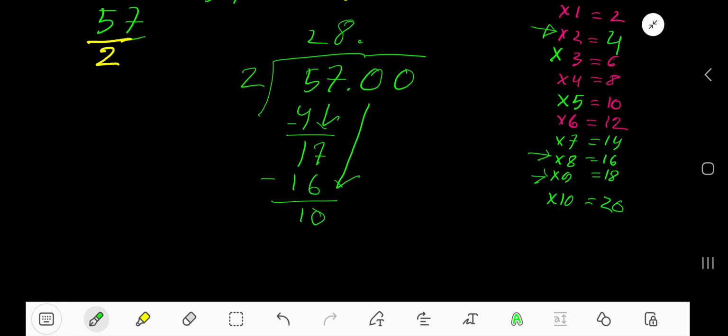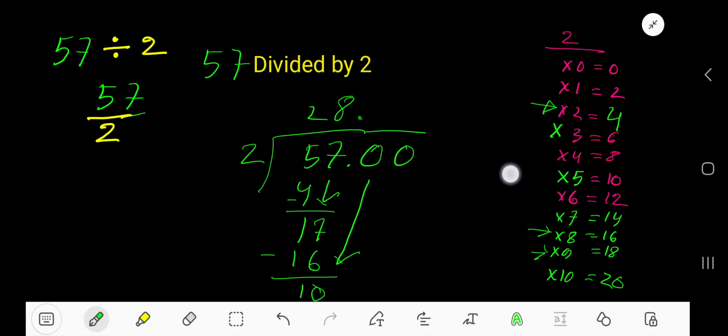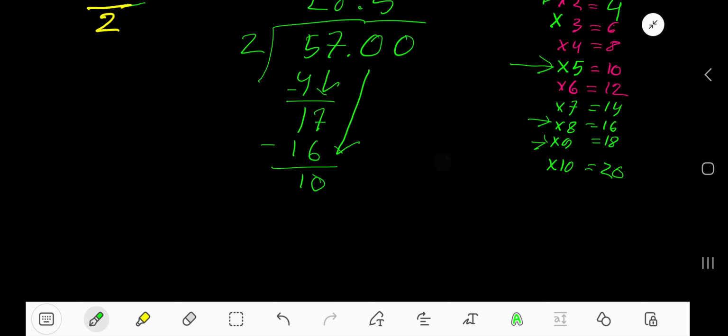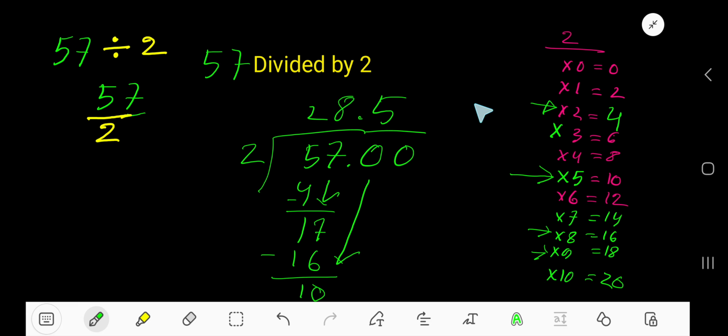2 goes into 10 how many times? Look, 2 goes into 10 5 times. Write 5. 5 times 2 is 10. Subtract, you are getting 0. That is, 28.5 is your answer.